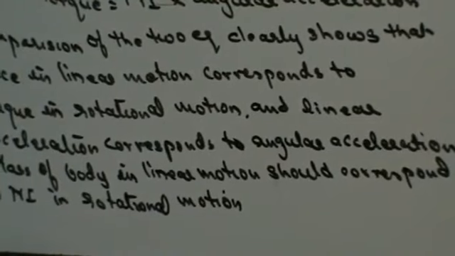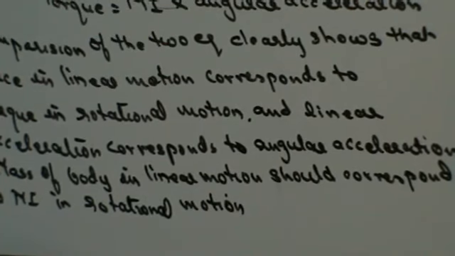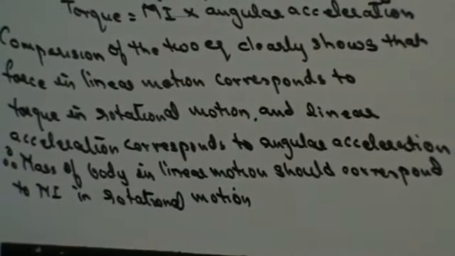Thus, a body in translational motion has a tendency to oppose a change in its state of translational motion, and this property is called inertia. Mass is a measure of the inertia of the body in translational motion. The larger the mass, the more the inertia. Similarly, if a body possesses rotational motion, it opposes any change in its rotational motion, and this is called moment of inertia.